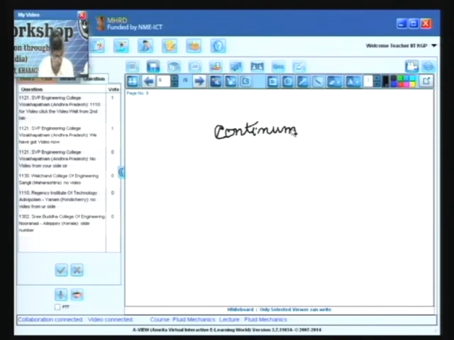Continuum. This is known as continuum. Let me tell you, understand that this medium where this is possible is known as continuum.